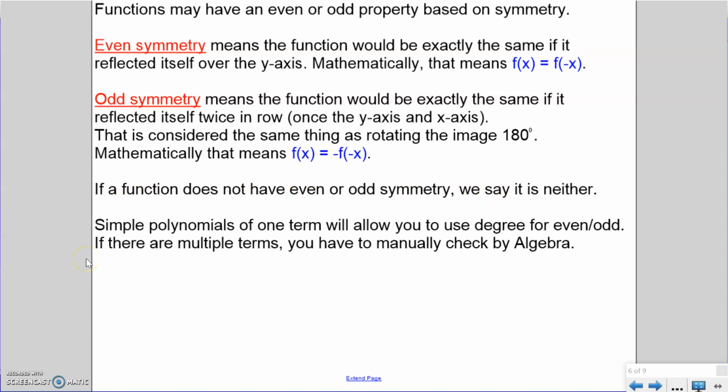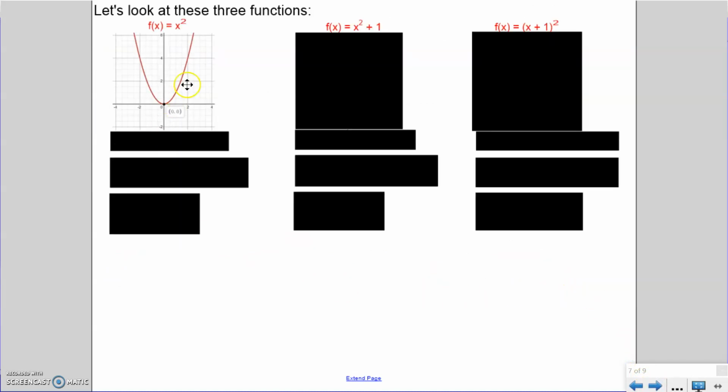And simple polynomials of one term will allow you to use the degree for even or odd, but if there are multiple terms, you must manually check using algebra. So let's take a look at these three functions. f of x equals x squared. So if we reflect over the y-axis, it will be the same, so it's even.